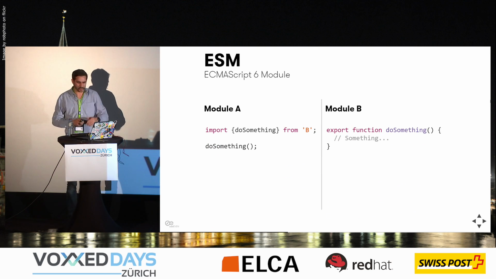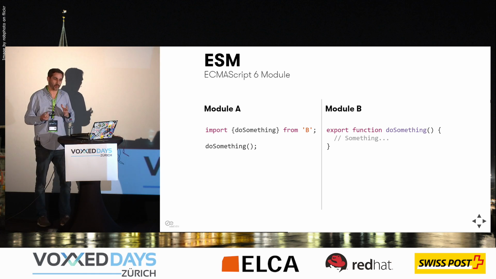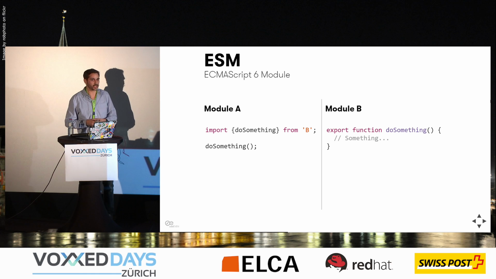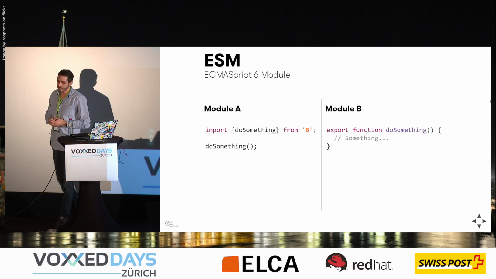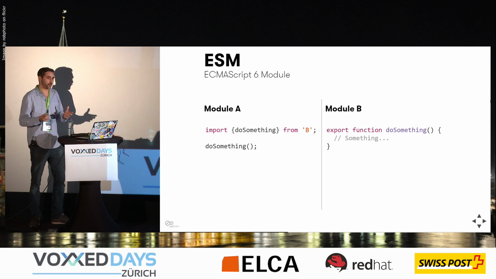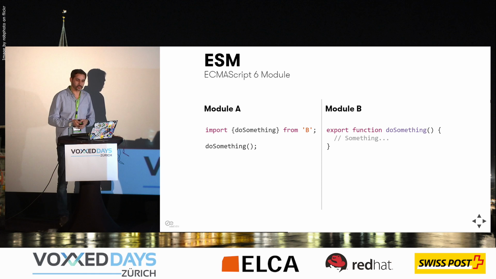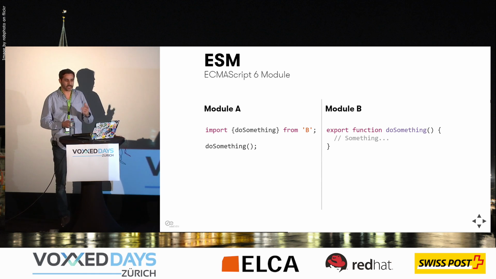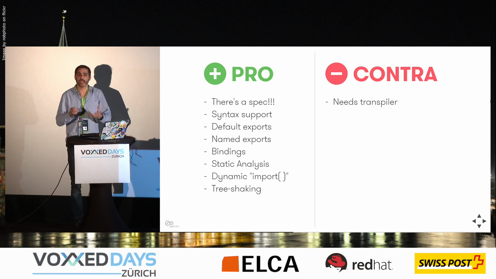So let's look at the last of the three module formats, which is ESM. And this is the ECMAScript 6 module format. I'm definitely most excited about this module format because it just supports so many different things, and it's really, really clean. And it's standardized, which is always great. So here we have a named import. We import doSomething from the module B, and we execute the function. It's really clean. There is syntax support, so we don't need to use an API. It's really syntax that we can use.